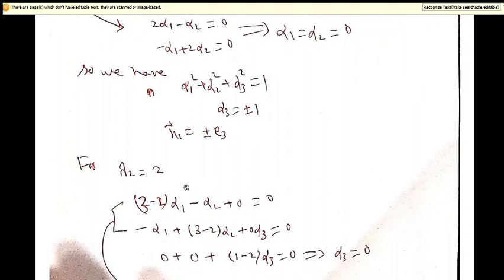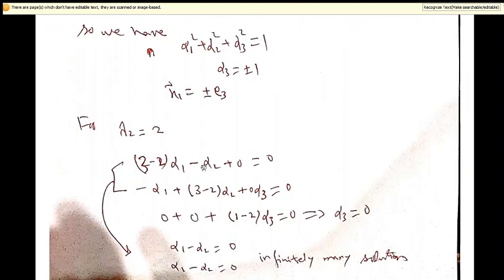Now lambda 2 is equal to 2. Three minus 2, alpha 1 minus alpha 2 plus 0 is equal to 0. Minus alpha 1 plus (3 minus 2) alpha 2 plus 0 times alpha 3 is equal to 0. 0 plus 0 plus (1 minus 2) alpha 3 is equal to 0. From here we can see that alpha 3 is 0, and from the above two equations we have alpha 1 minus alpha 2 is equal to 0.